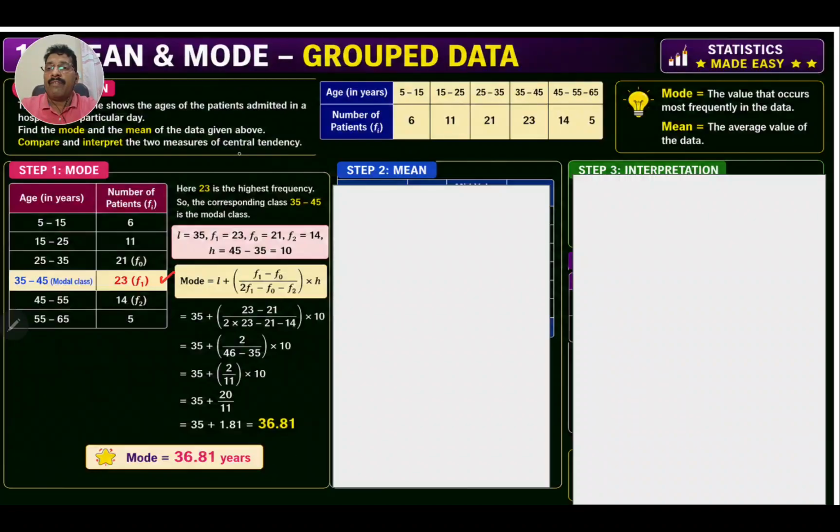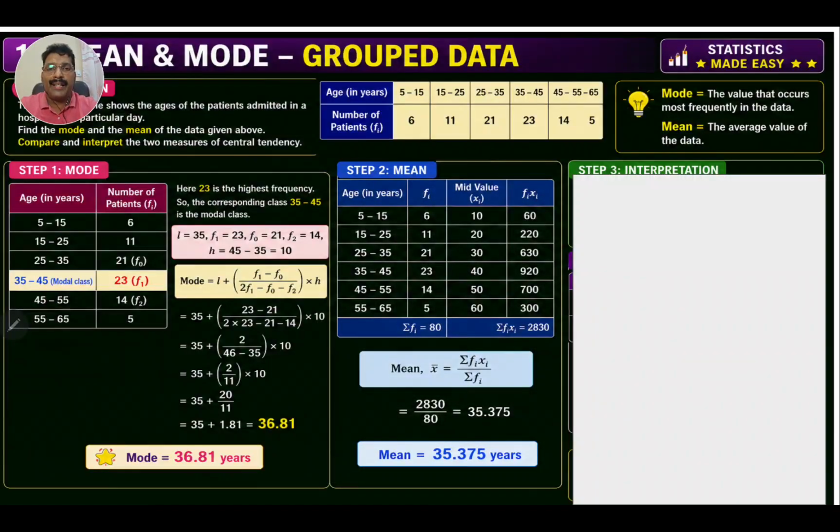So in the question, what is given? Find the mode and mean of the data given. Mode and also mean you have to find. So mean, we already know that mean x bar is equal to sigma fi xi by sigma fi. Using that formula we can find the mean. We have already learned in our previous videos how to find the mean.